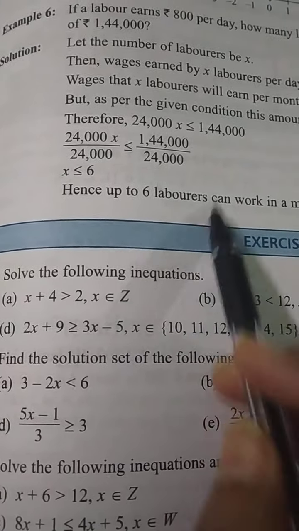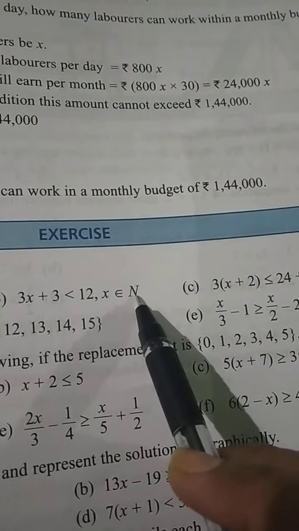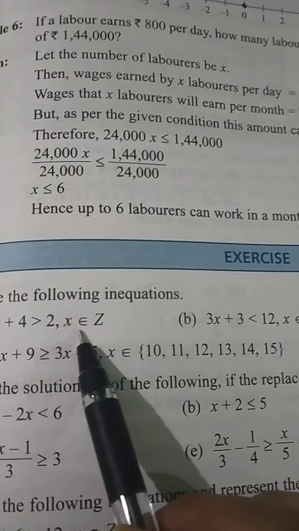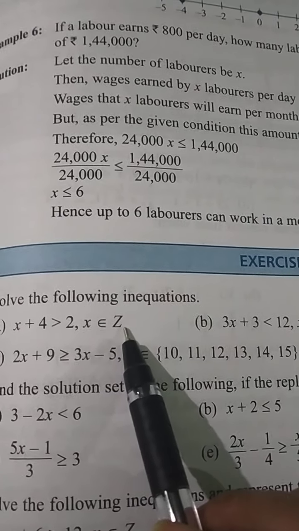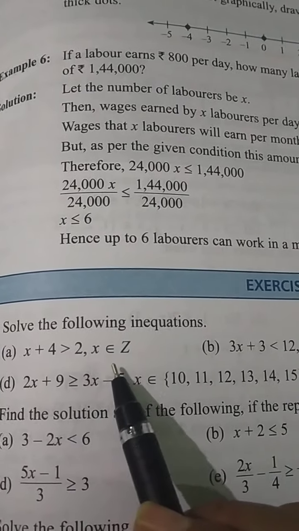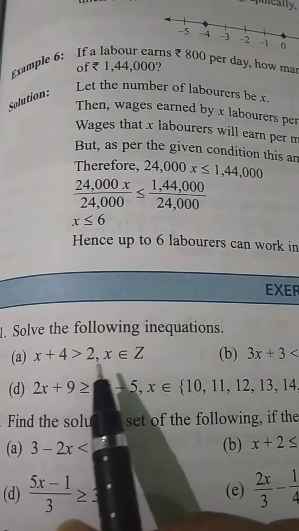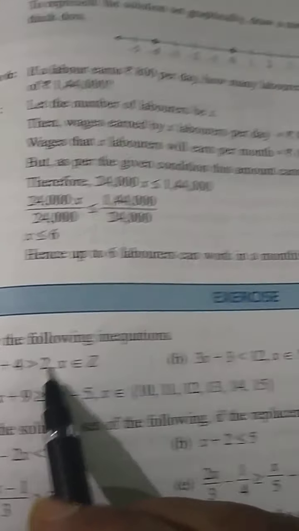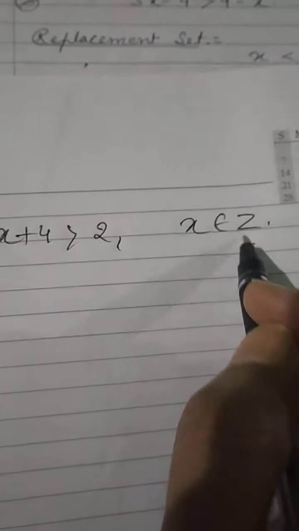Capital W means whole numbers. Capital N means natural numbers. And capital Z means integers. Integers means positive, negative, and 0 also, including all the numbers. Okay, now x plus 4 is greater than 2. You have to solve it and the solution belongs to this.